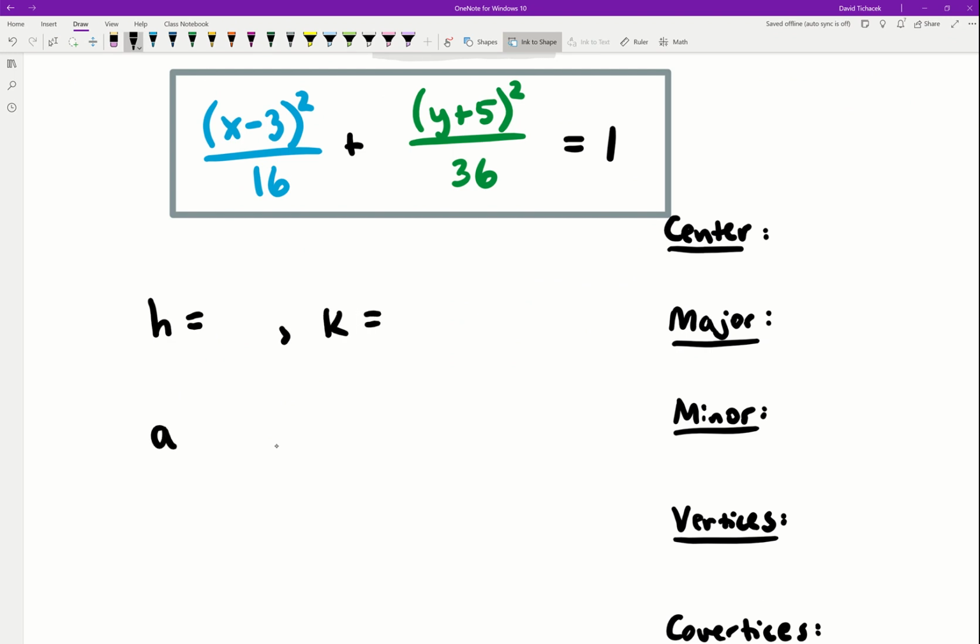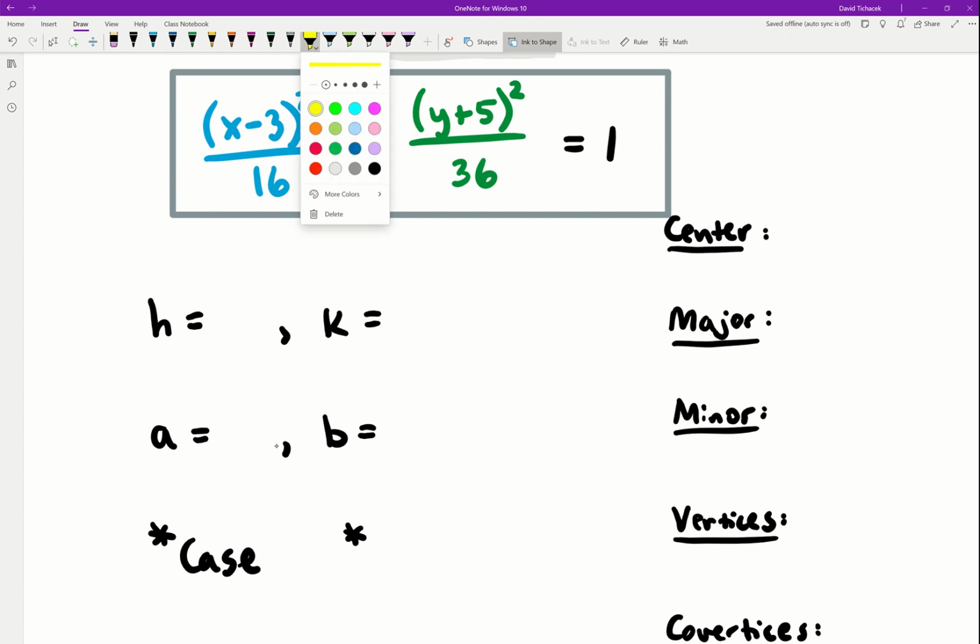H and k, and we can also pick out what's playing the role of a and b, and then figure out what case we are. Are we case 1 or are we case 2? All right, so taking a look here, basically the simple way for you guys to be able to pick out what these numbers are is look at the sign in front of these numbers and then change it whenever you declare what h and k are, right?